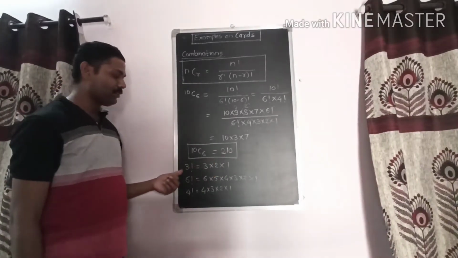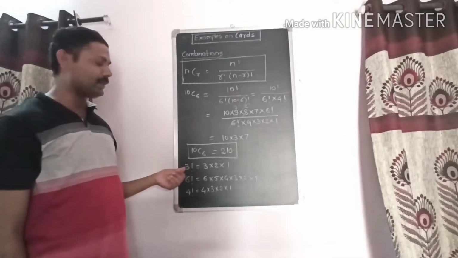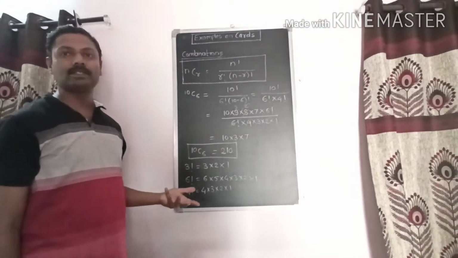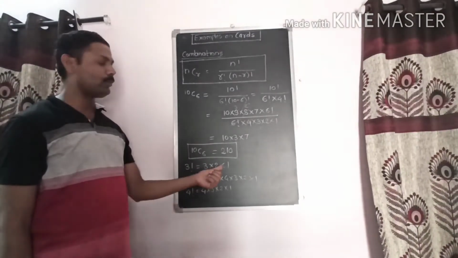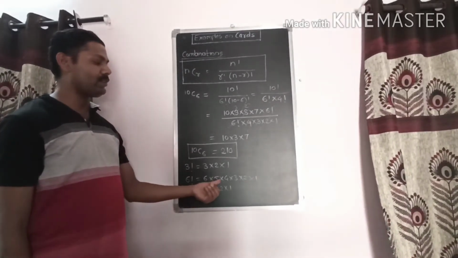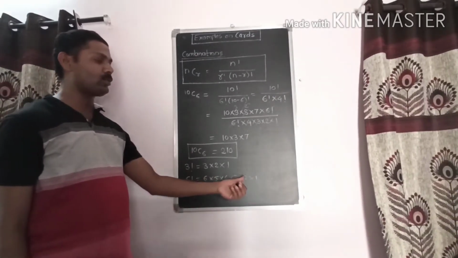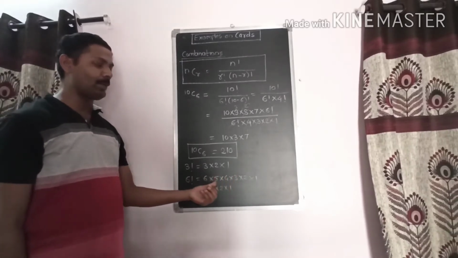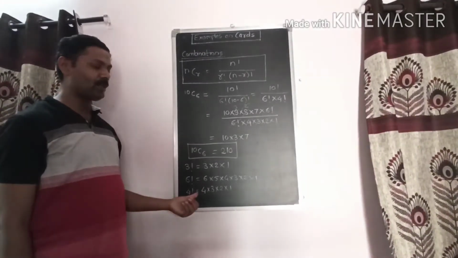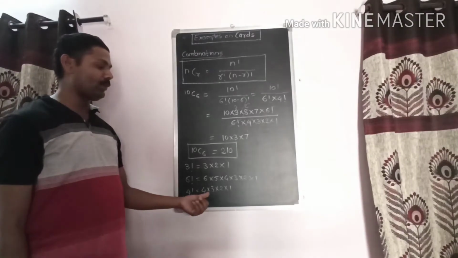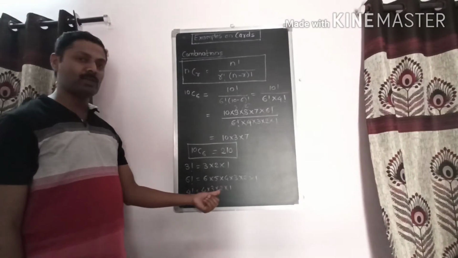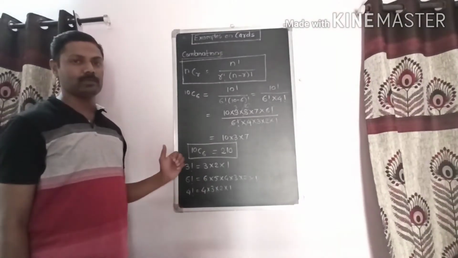In this case, we have a notation factorial. What does it mean? 3 factorial means we have to take the multiplication of numbers up to 3. So it is 3 multiplied by 2 multiplied by 1. 6 factorial, so multiplication up to 6: 6, 5, 4, 3, 2, 1, or 1 multiplied by 2 multiplied by 3 multiplied by 4 multiplied by 5 multiplied by 6. And last one, 4 factorial. 4 factorial means multiplication up to 4. So it is 4 multiplied by 3 multiplied by 2 multiplied by 1, or you can take it as 1 multiplied by 2 multiplied by 3 multiplied by 4.